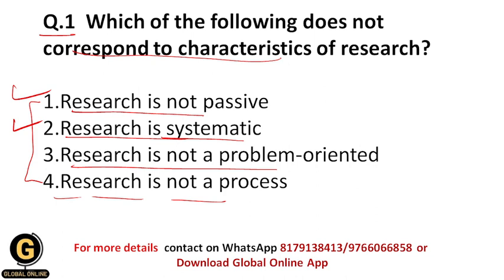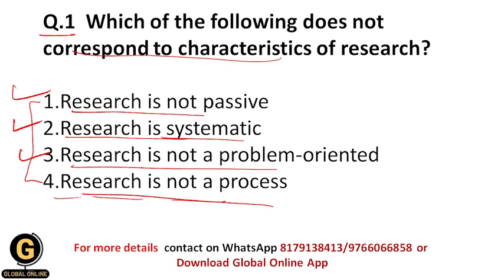Okay, and that's why research is basically solution oriented, it is not problem oriented, and that's why again this is a characteristic of research. Research is not a process. As I have told you earlier, research is always a process because it's a long lasting procedure in which lots of steps are there, and we are going to see these steps in the next upcoming videos.